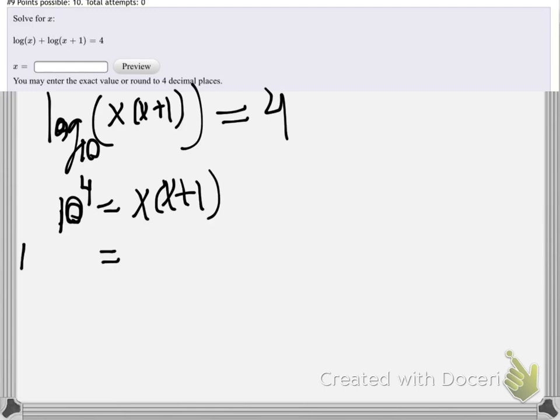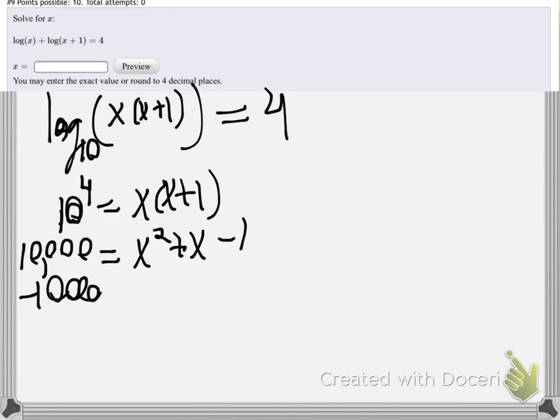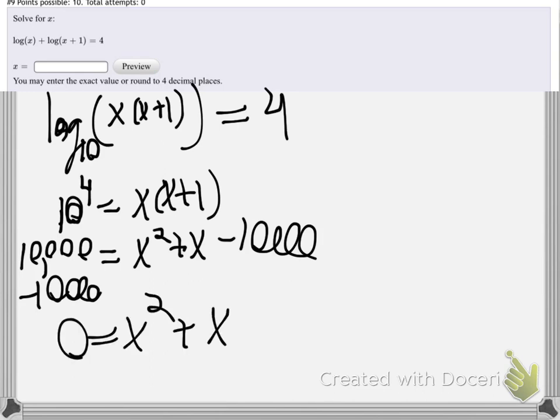Now 10 to the 4 is a big number. That's 1, 2, 3, 4 zeros. You're looking at 10,000 here equals x squared plus x. Or you could just keep calling it 10 to the 4th if it's easier to write that. Because in a second here, we're going to get this zeroed out. If I minus out the 10,000 from both sides, then we could say 0 equals x squared plus essentially 1x minus 10,000. Anyway, from there, it's looking pretty good.